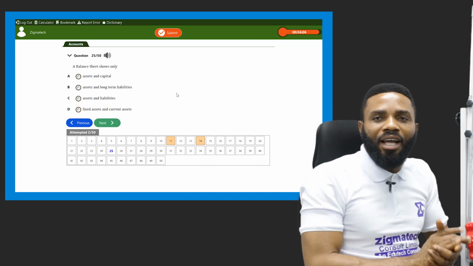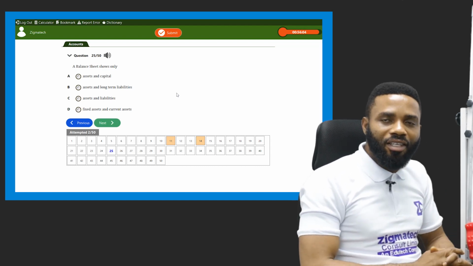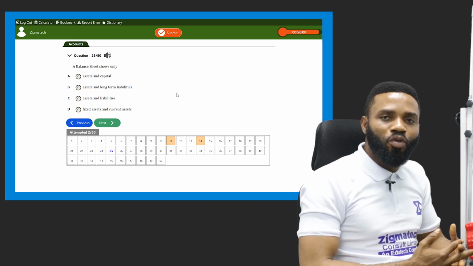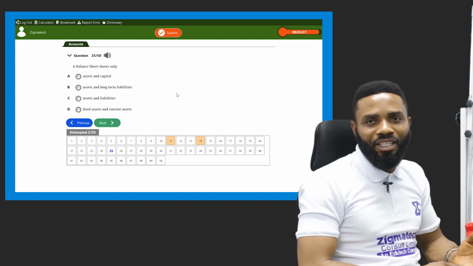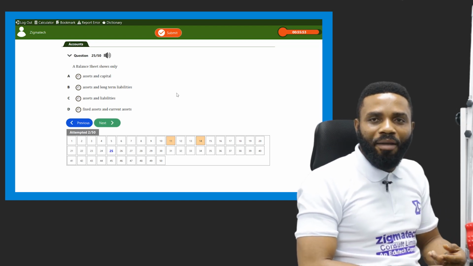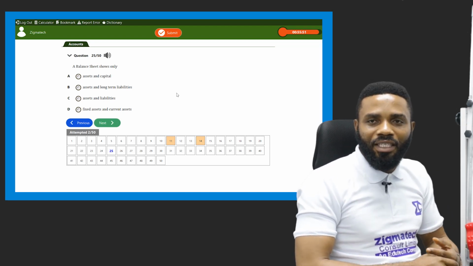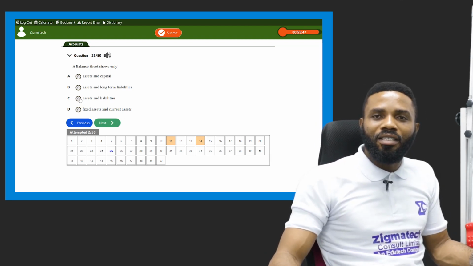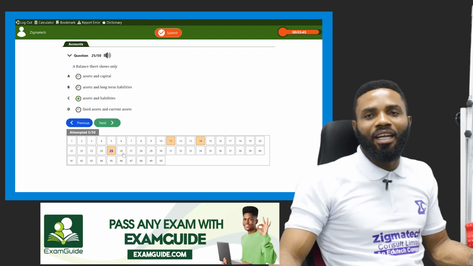Now they said balance sheet shows only dash. I have explained from the beginning that balance sheet shows what? A, asset and capital; B, asset and long-term liabilities; C, asset and liabilities; D, fixed asset and current asset. The answer is C, asset and liabilities.